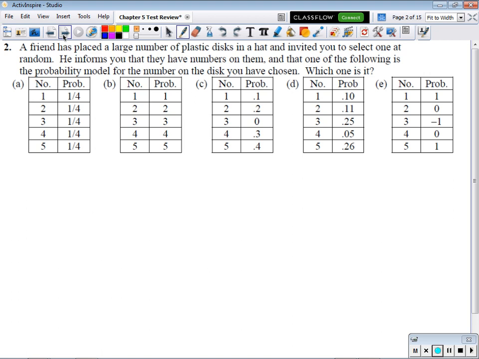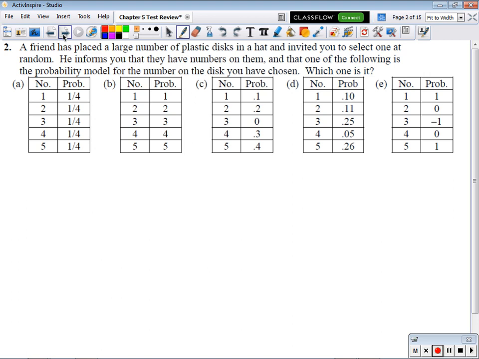For number two, this is a probability model question. And the question says, a friend has placed a large number of plastic discs in a hat and invited you to select one at random. He informs you that they have numbers on them and that one of the following is the probability model for the number on the disc you have chosen.